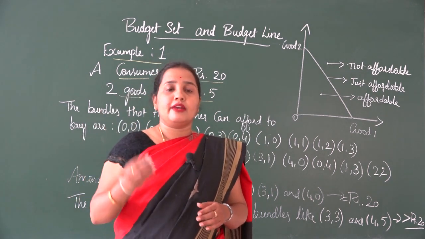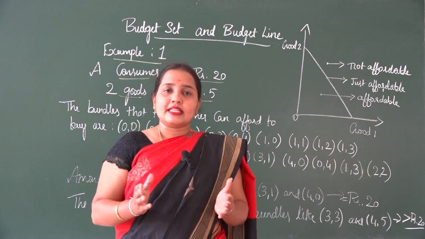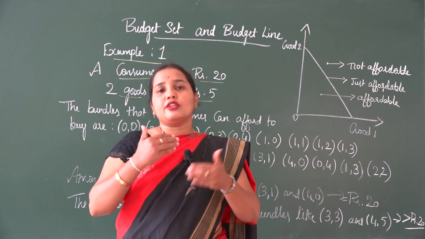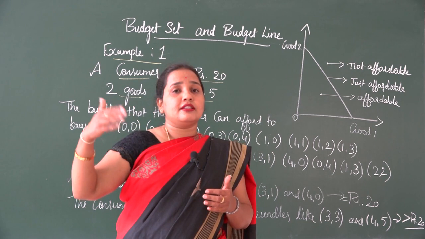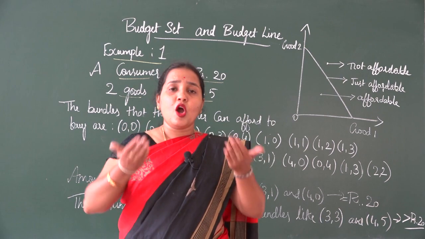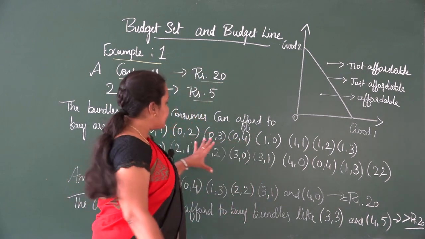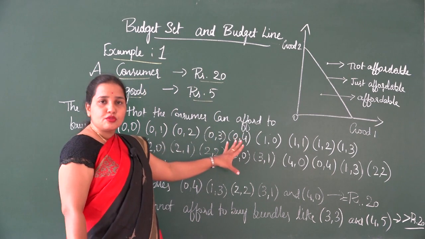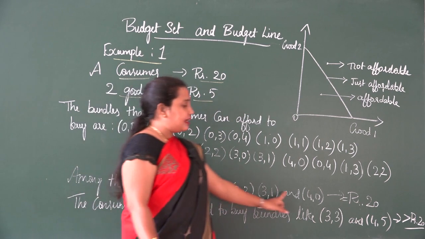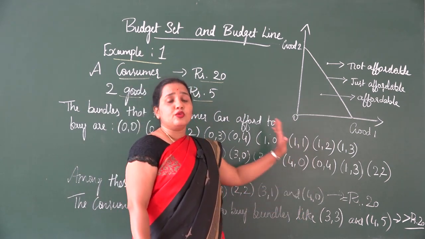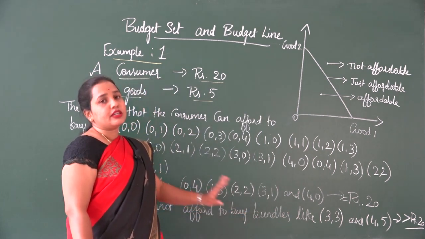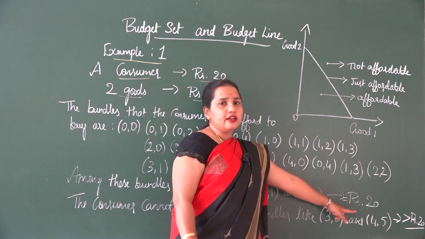When you go to a market with just rupees 20, you will purchase any 2 commodities of your choice according to your income level. You cannot purchase more than the income you have in your pocket. You should always buy either equal to rupees 20 or less than rupees 20. These are the bundles which a consumer can afford, less than his income of rupees 20, and these bundles indicate he can spend exactly his income of rupees 20, and these are the bundles which the consumer cannot afford, that is 3, 3 and 4, 5.